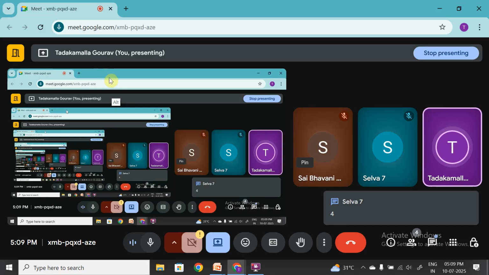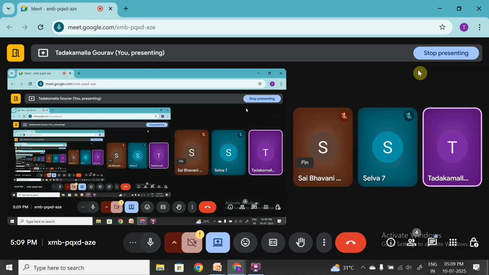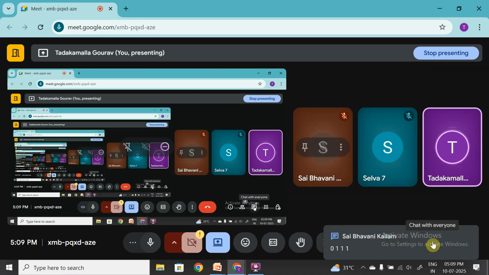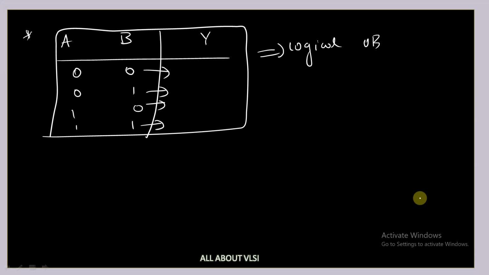So total 4 exactly: 0 0, 0 1, 1 0, and 1 1. Okay. So quickly tell me all the results, the values of y. What are the outputs in this case? Quick, in the chat box. 0 0 0 1, 0. So it's actually 0. Okay.